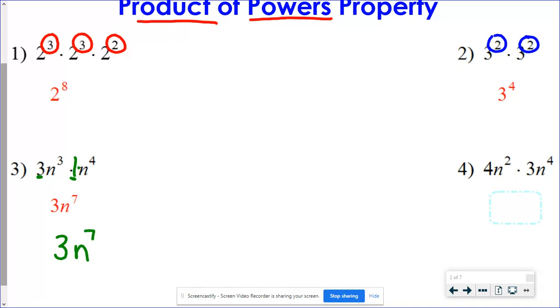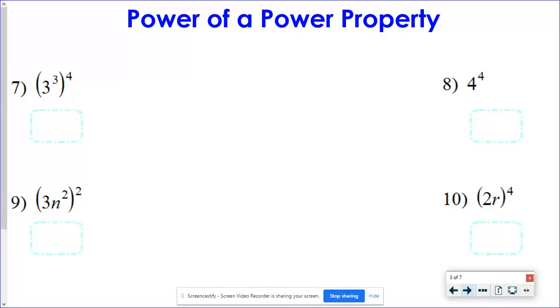So in number 4, we would start by multiplying the 4 times the 3, that gives me a 12. And then I've got an n squared and an n to the 4th, that'll give me n to the 6th. So that is the product of powers, multiplying stuff with exponents. Power of powers is when I've got an exponent on another exponent. Number 8 doesn't really fit that, but that's okay.